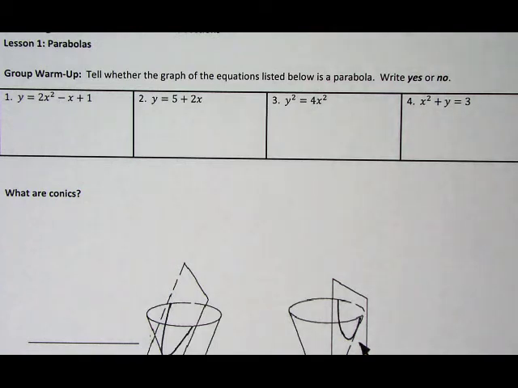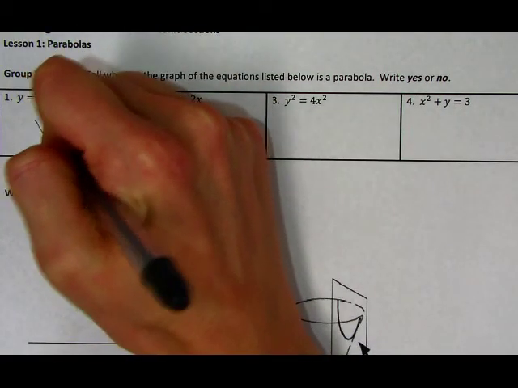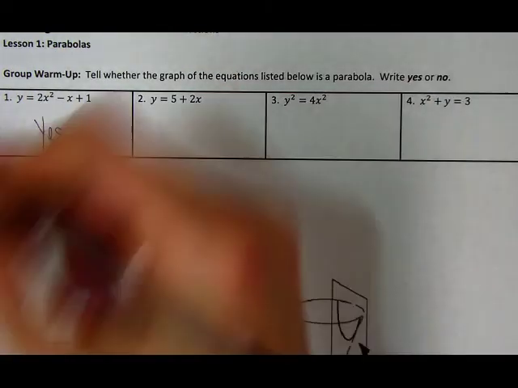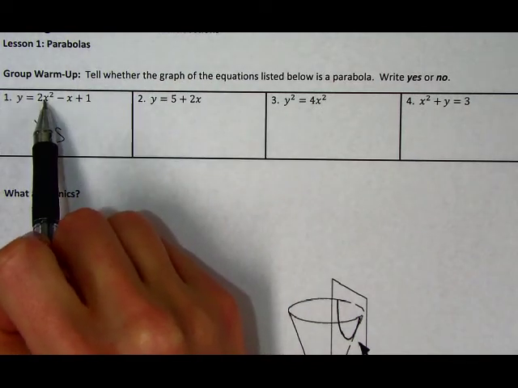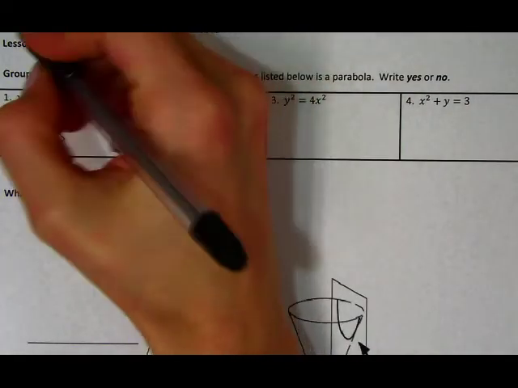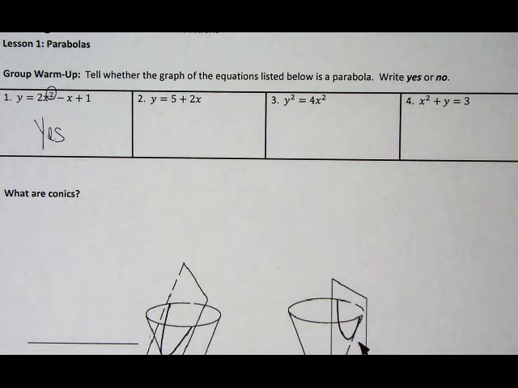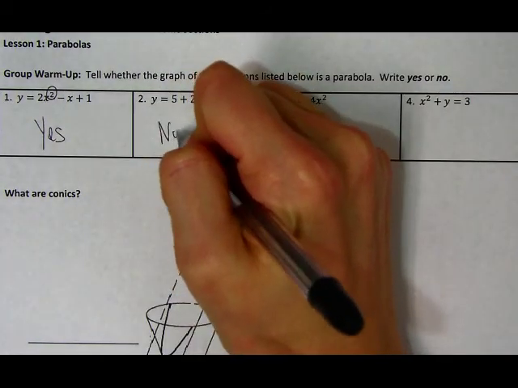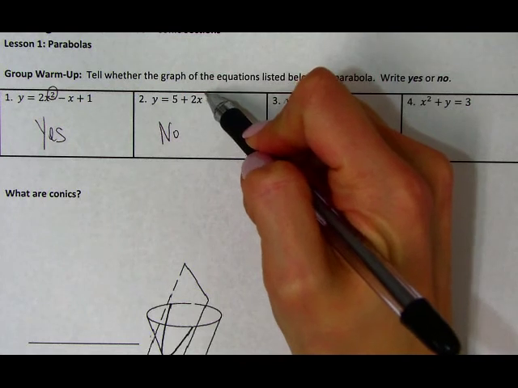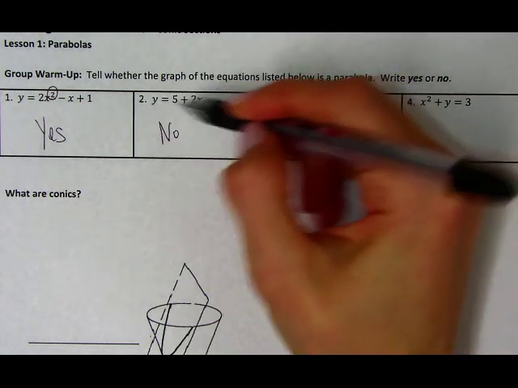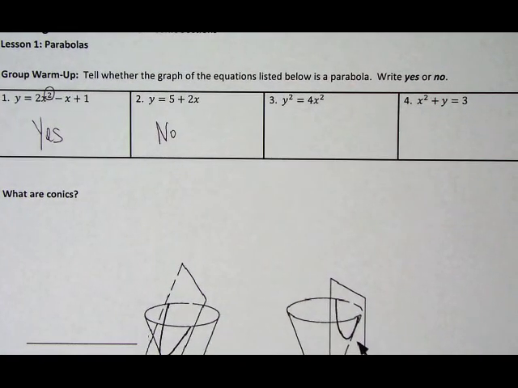So for number 1, is it a parabola or is that not a parabola? We're going to say yes, because we have, well, not necessarily all x's on one side, but we have our leading x as an x squared. That's what we're looking for. Number 2 is no, because our leading x is x to the first power, so this is actually a linear equation, so number 2 is no.